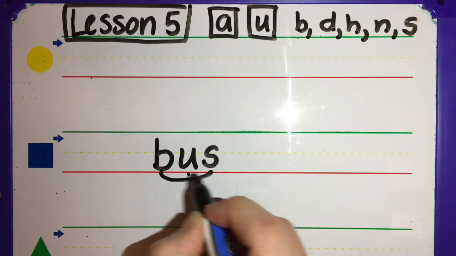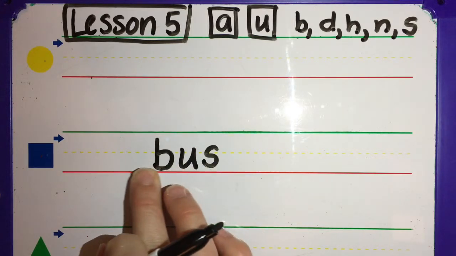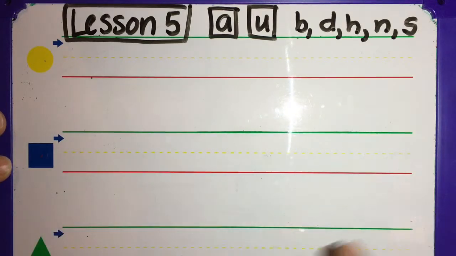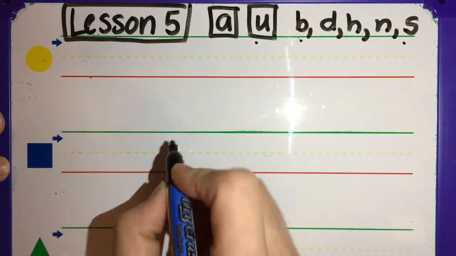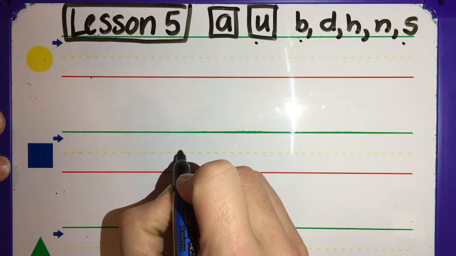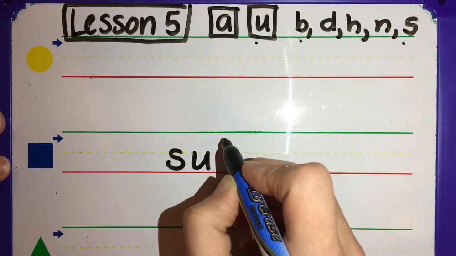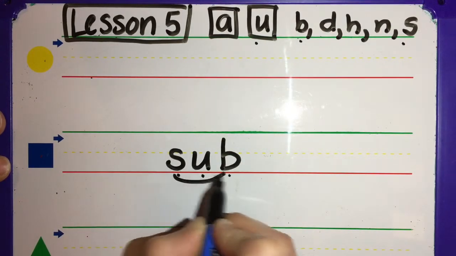B-U-S, bus. For the next word, we're going to rearrange the letters in the word bus to make the word sub. Get ready to segment. S-U-B, sub. Go ahead and erase these letters. Remember that we're using the same 3 letters in bus, right? But we put them in the new order. S, U, B, sub, S-U-B.